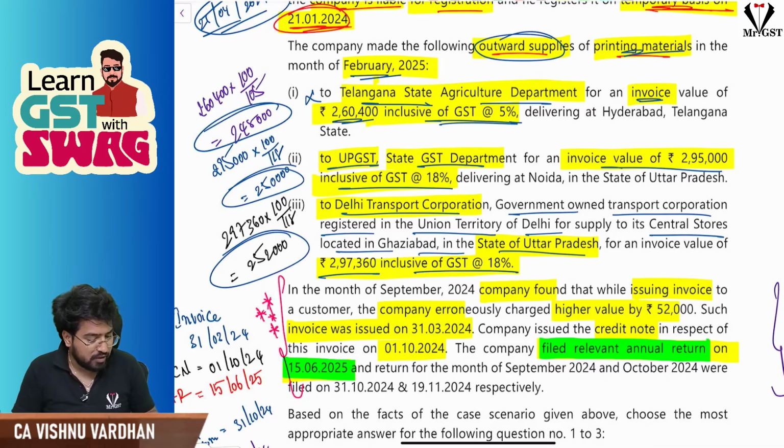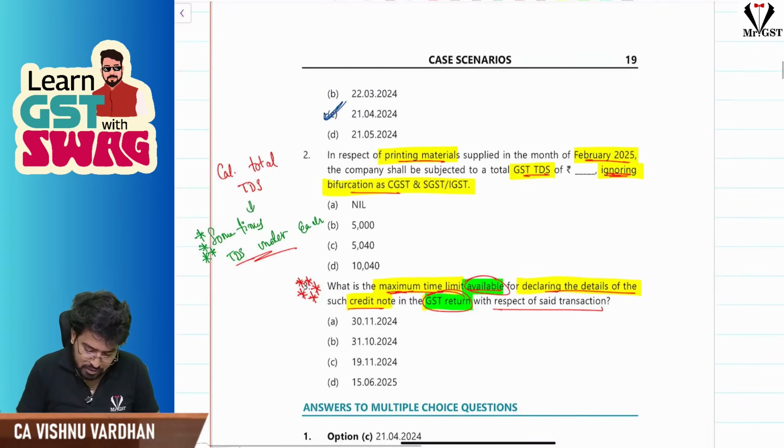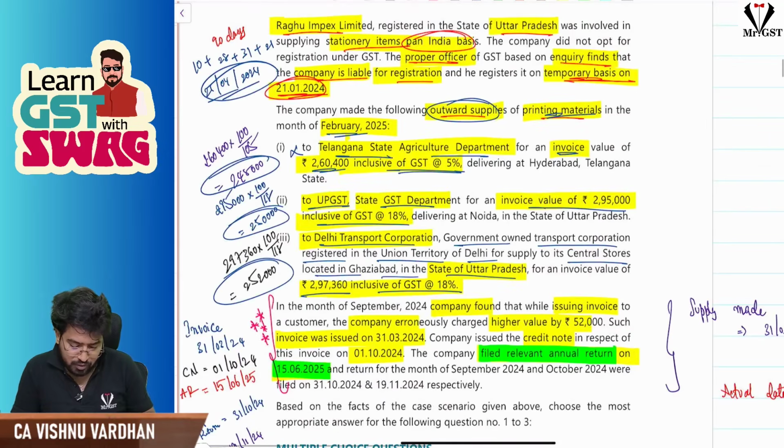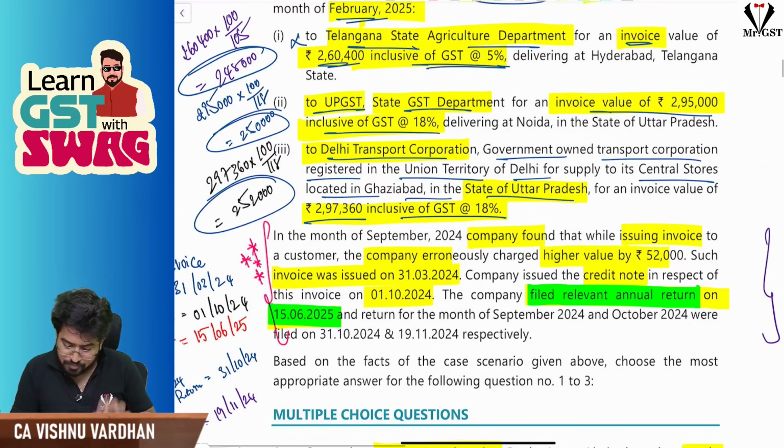So here, 2,52,000 into what is the TDS percentage? Here you should take the total amount. If you remember, you should take the total amount, that is 2%. So into 2%, if you take, 5,040. So this should be the answer. Okay. So total 2,52,000 TDS. Hope you have understood this TDS point.